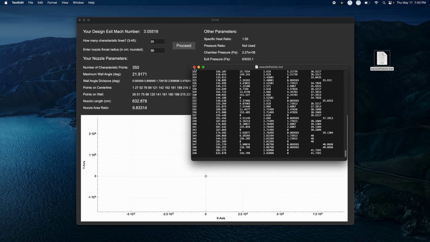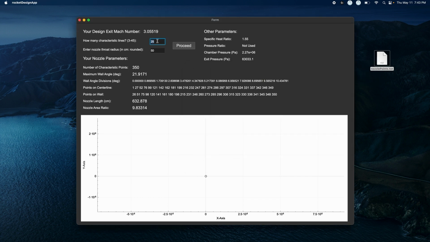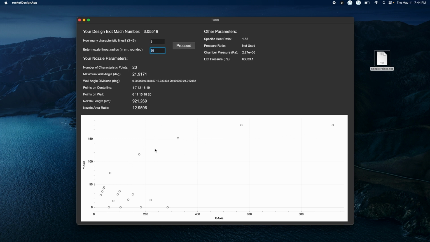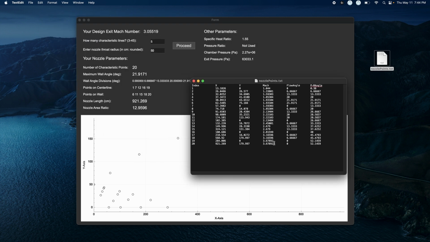It's quite accurate. Now let me delete this and let me try a new value. If I just put 5 lines, right? You see it's a lot less accurate. It's more jagged, the wall. And now if I do it, the Mach is much more inaccurate. It's 3.67, but that's much higher than the design Mach number.